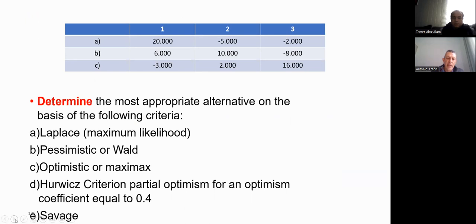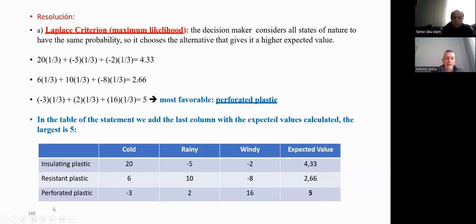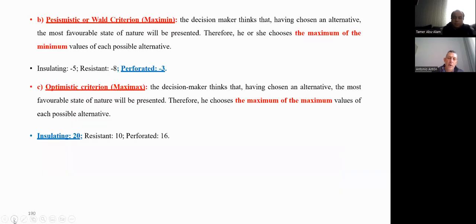You have three different bad scenarios. What are the worst scenarios? If I choose this one, the worst is -5. The other worst scenario is -8, and the other worst scenario is -3. So it's like, what is the worst, most unfavorable situation that I can get? And the better the worst I have, the better. This is how the pessimistic criteria works.